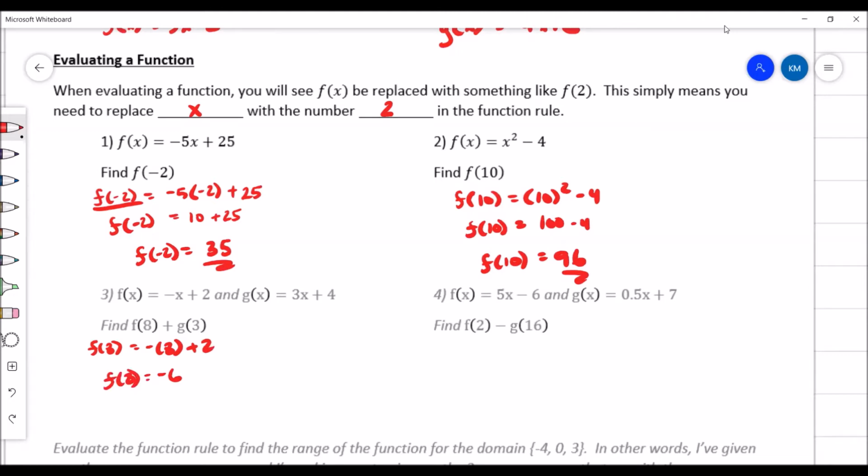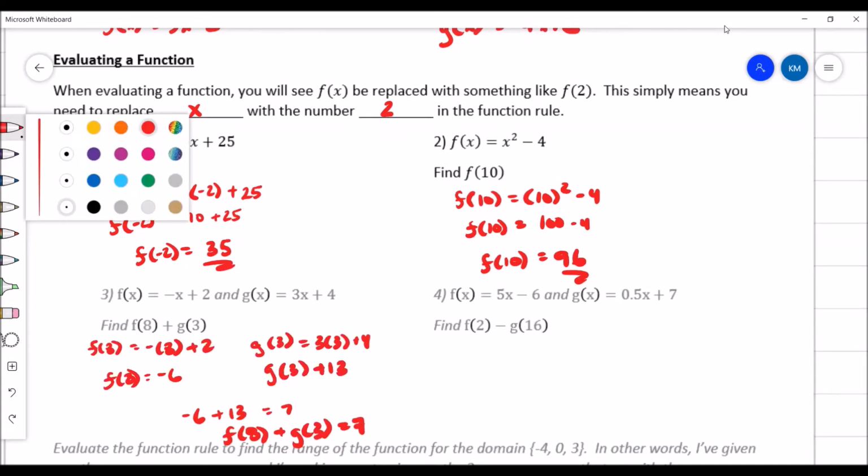So negative 8 plus 2 is negative 6. The function g of 3 is 3 times 3 plus 4. So that's 9 plus 4, 13. So g of 3 is 13. So this says f of 8, which is negative 6, plus g of 3, which is 13. Negative 6 plus 13 equals 7. So f of 8 plus g of 3 is 7.